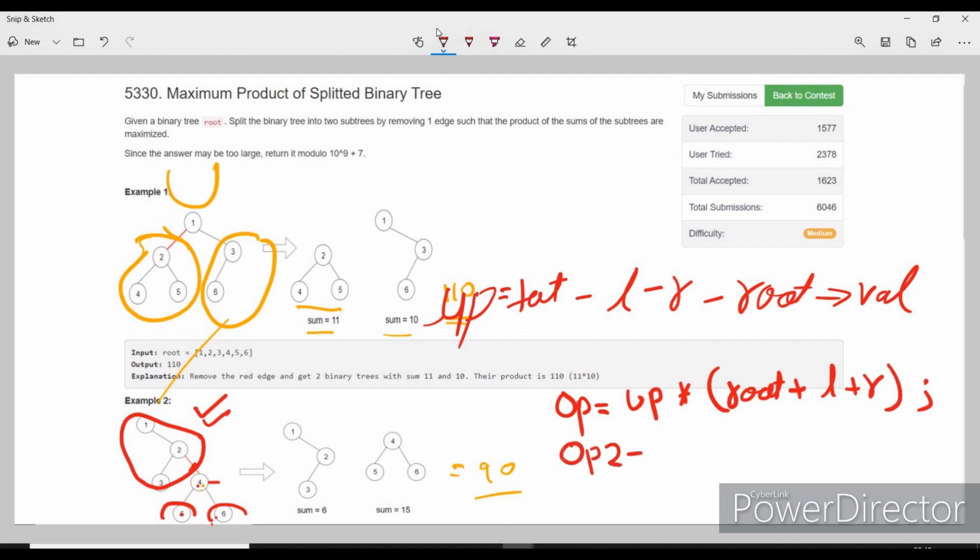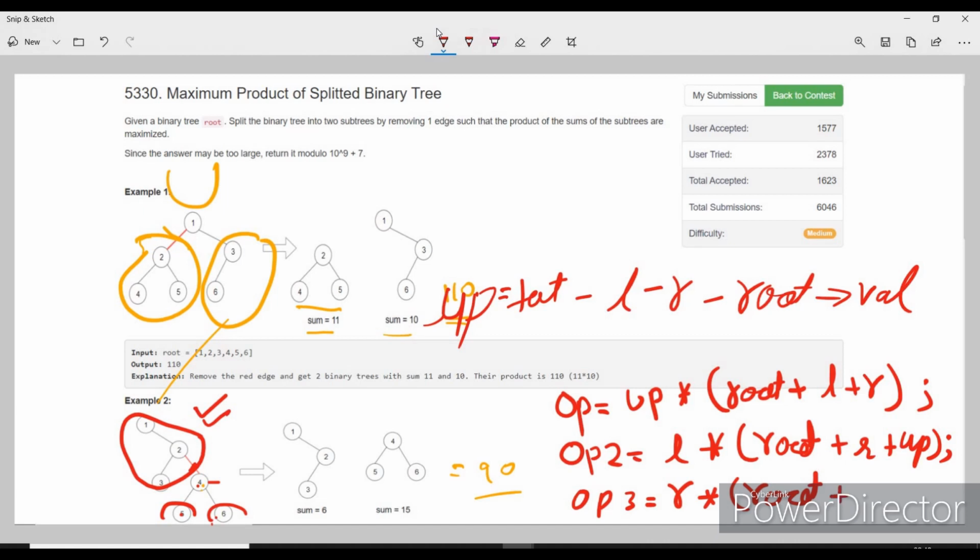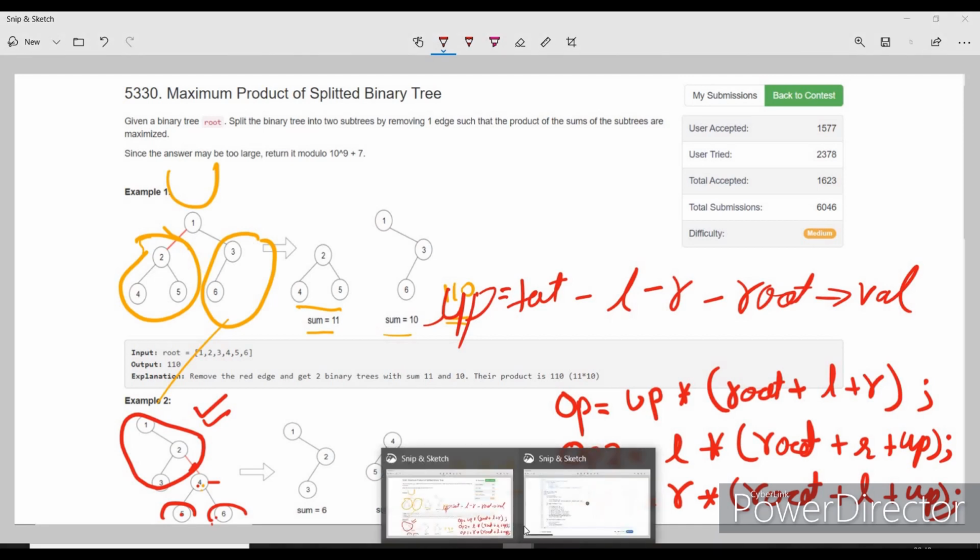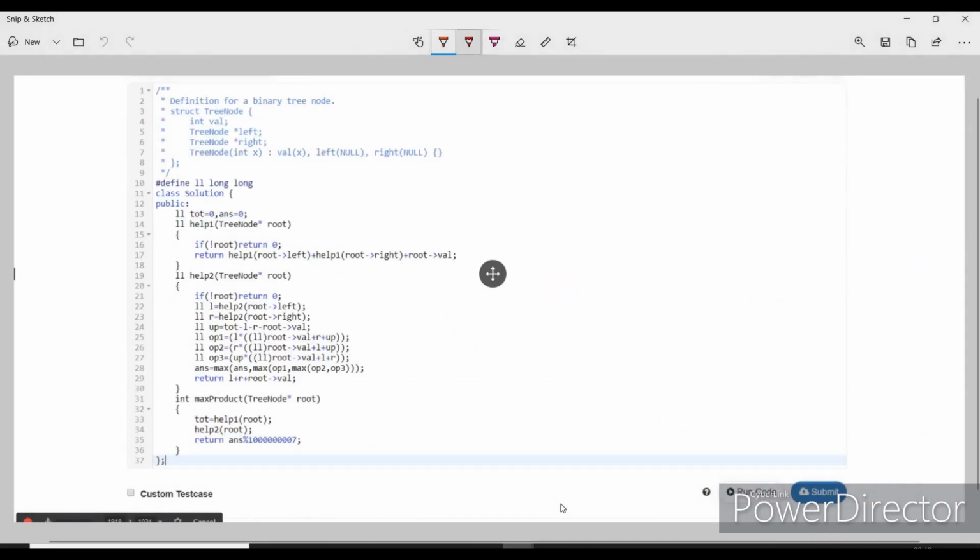Option 2 is left multiplied by root plus right plus up. And option 3 is equal to right multiplied by root plus left plus up. So these are the three possibilities in each case. So we can implement this in a recursive fashion.